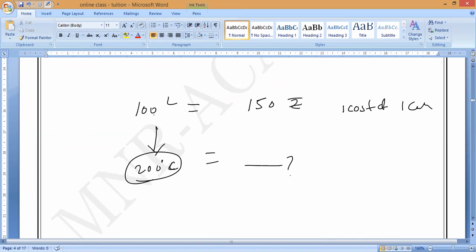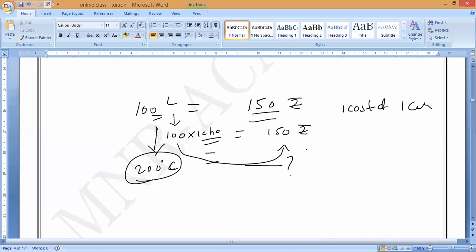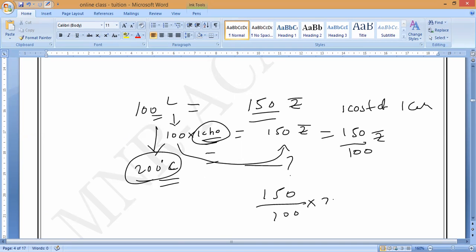So 100 chocolates is equal to 150 rupees. To find the cost of one chocolate, I can write 100 into one chocolate is equal to 150 rupees. Now I want one chocolate, so 100 is extra. 100 will go to this side. Multiplication will become division. So 150 by 100 is the cost of one chocolate. Now 200 chocolates will be 150 by 100 into 200, which is equal to 300 rupees.